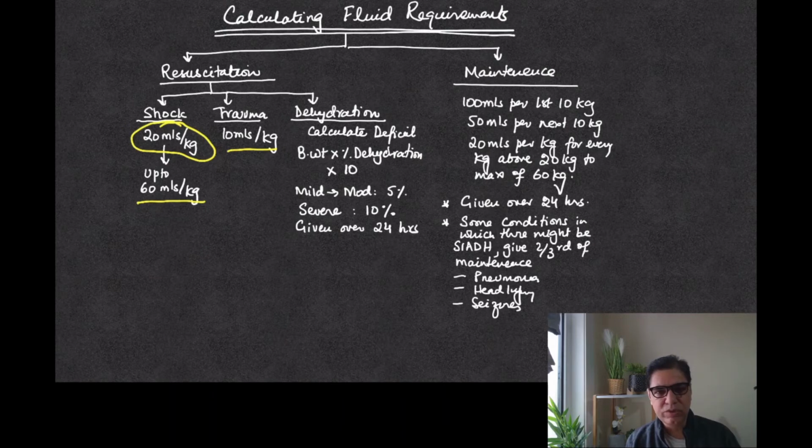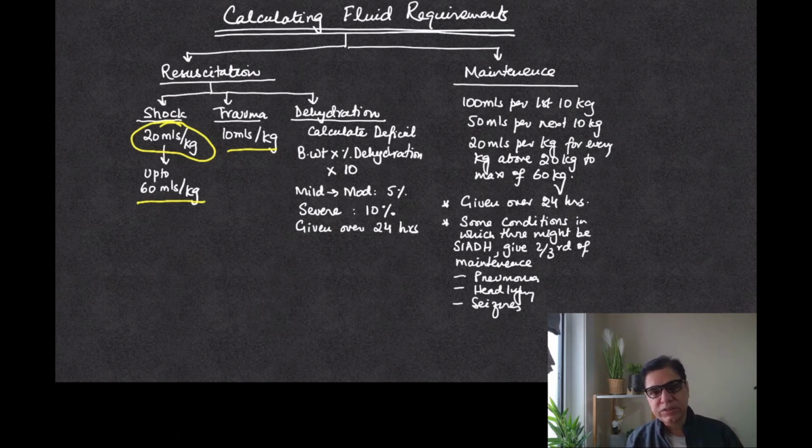So for example, if a child is 10 kg, 100 mils for the first 10 kg would be 1000 mils. When this 1000 mils has to be given over 24 hours, you will divide it by 24, and that would give you the hourly rate of the maintenance fluids that you have to give. And I told you that the choice of maintenance fluids, there are different fluids, but we usually use 5% dextrose along with 0.9% sodium chloride.